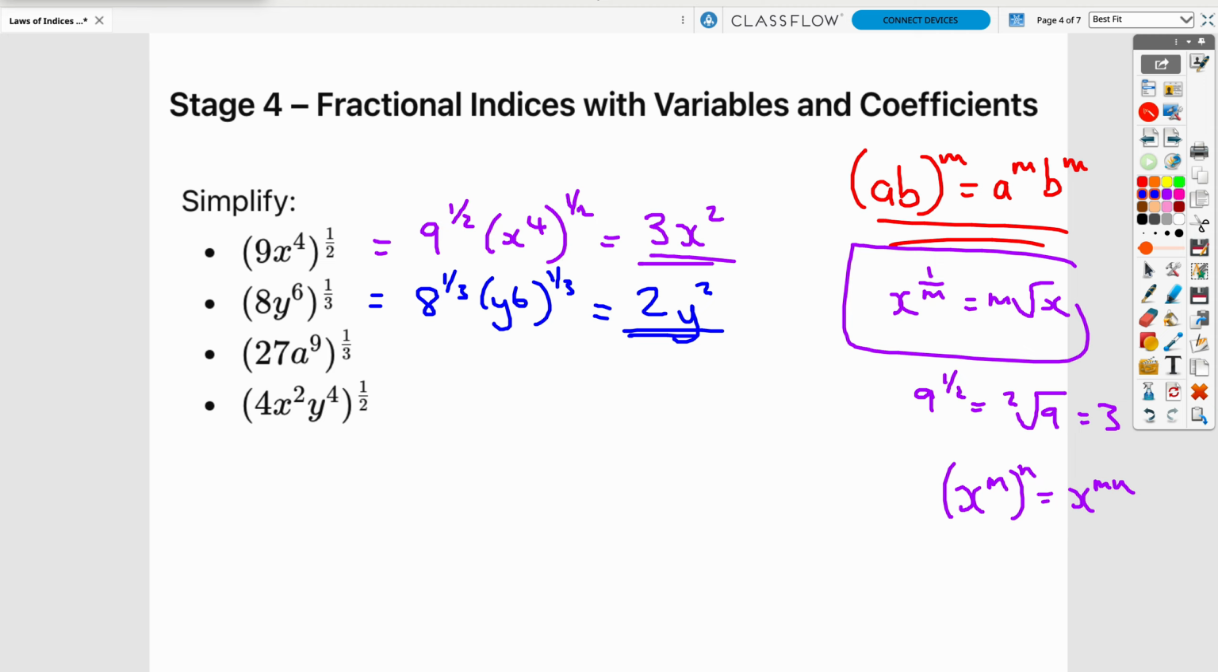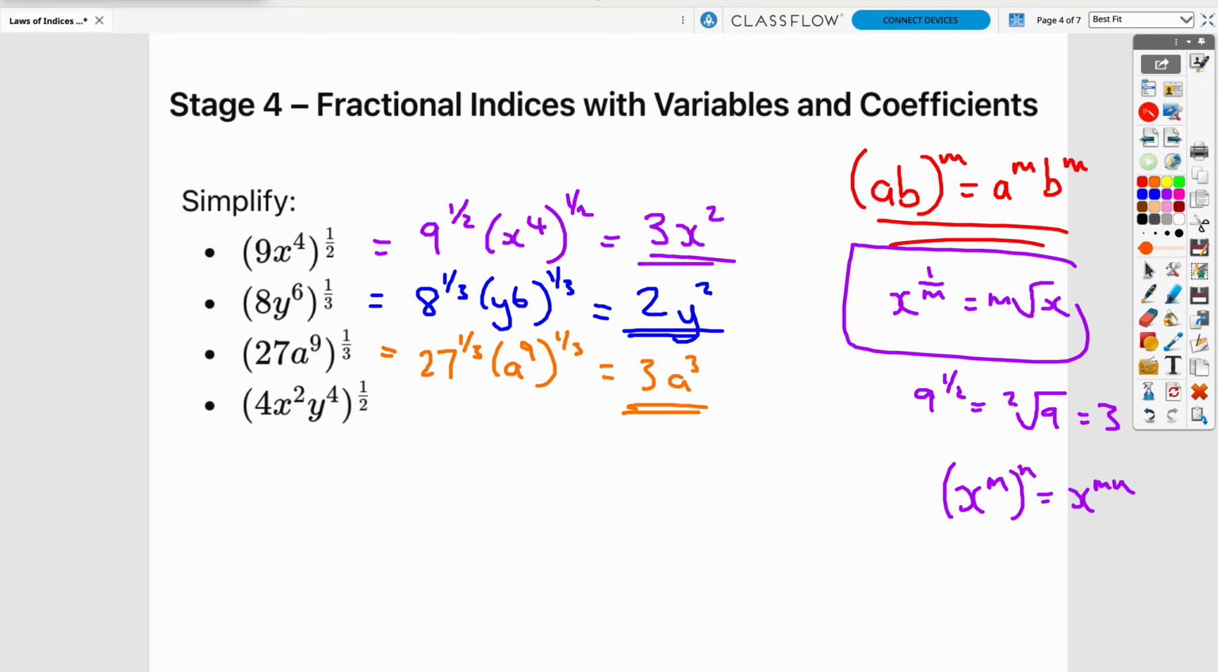Okay, continuing. Let's see if I can get another one in here. I'll do it in a nice orange. Okay, so it's 27 raised to the power of 1/3. And then it's a to the power of 9 to the power of 1/3. Now that's the cube root of 27, which I know is 3. And then I've got a to the power of 9 times a third, which is the power of 3.